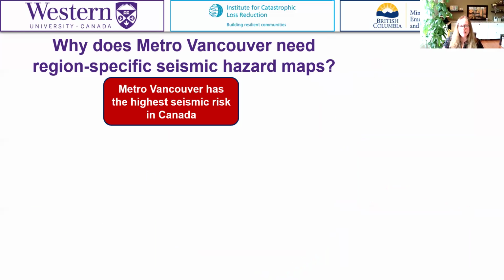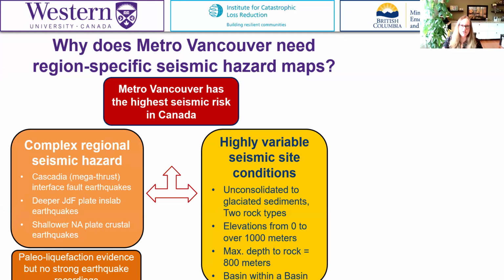So why does Metro Vancouver need these region-specific seismic hazard maps? I don't think it's a mystery to say that Metro Vancouver has the highest seismic risk in Canada. That's largely driven from the fact that it's sitting in Southwest BC at the northern end of the Cascadia subduction zone in an active tectonic environment. We have many earthquakes happening that contribute to that hazard, but that makes it technically challenging to produce these maps or anticipate seismic hazard in Metro Vancouver, more so than, say, Eastern Canada, where there's one type of earthquake. In Metro Vancouver, we also have a crazy range in what the subsurface ground conditions are like.